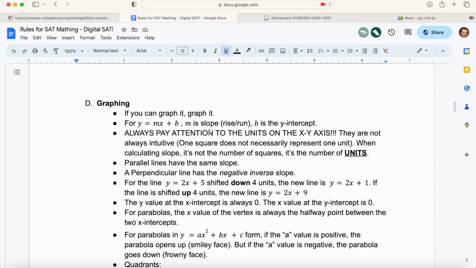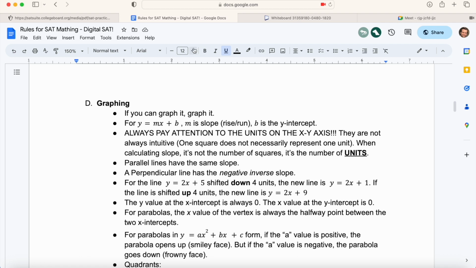Take a look at that. Does that make sense? If we're shifting the line y equals 2x plus 5 down 4 units, does it make sense why the y-intercept is going down by 4 units? That's it. You're basically subtracting the shift from the y-intercept. Keep reading. If the line is shifted up 4 units, the new line is y equals 2x plus 9. Does that make sense now why the new y-intercept is 9 if we're shifting it up 4 units from 5? You're just adding 4 to the y-intercept.